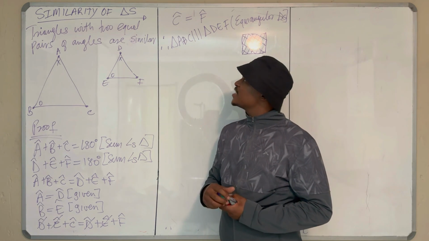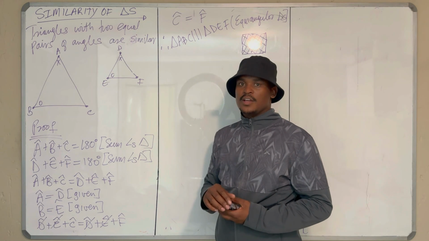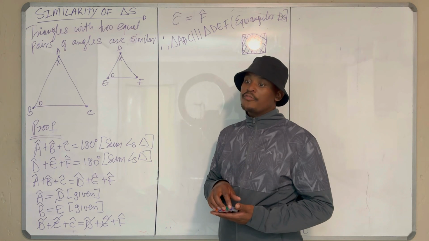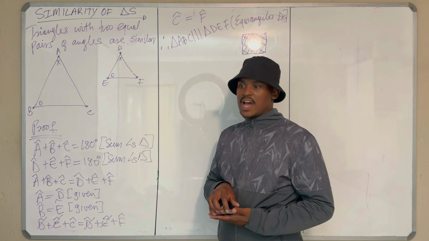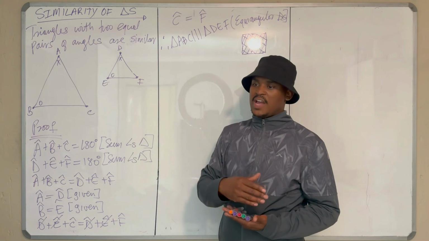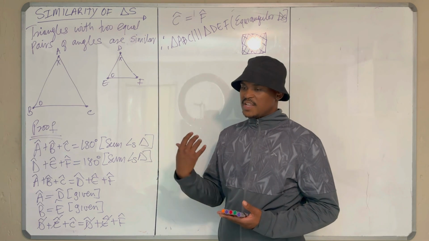I hope this does make sense to you as it does to me. In the next video, we'll continue with the converse of the equiangular triangle theorem. Now we're given that all sides are in proportion, and you must show that they are equiangular. Does this make sense? Yes, it does.